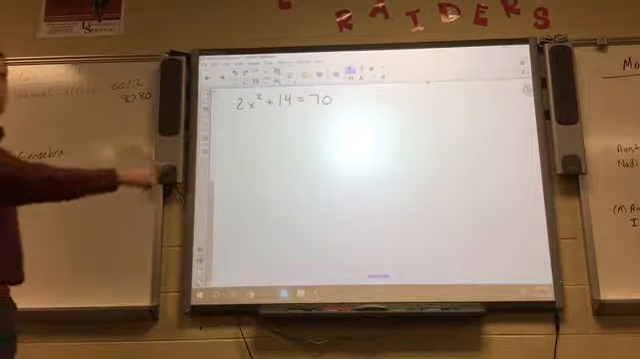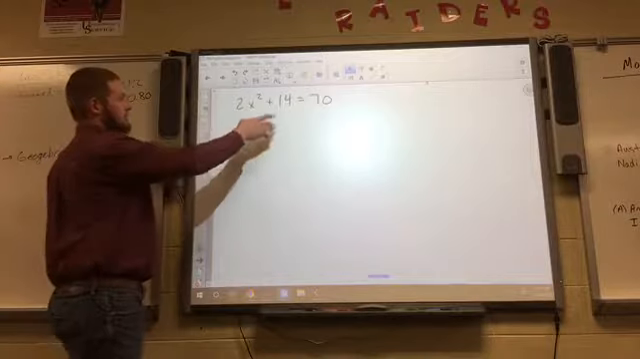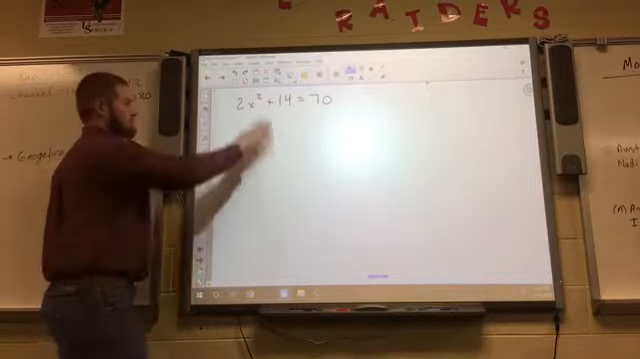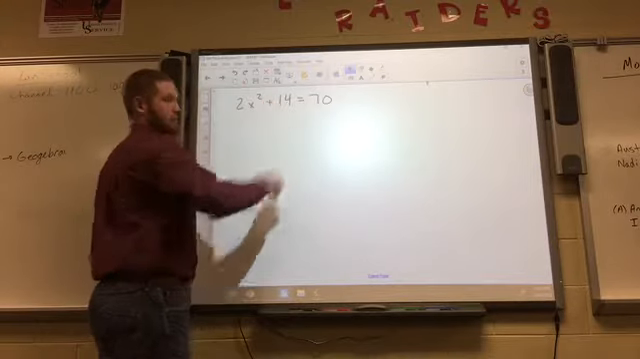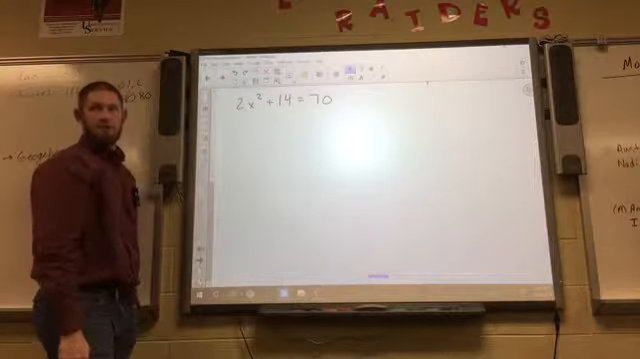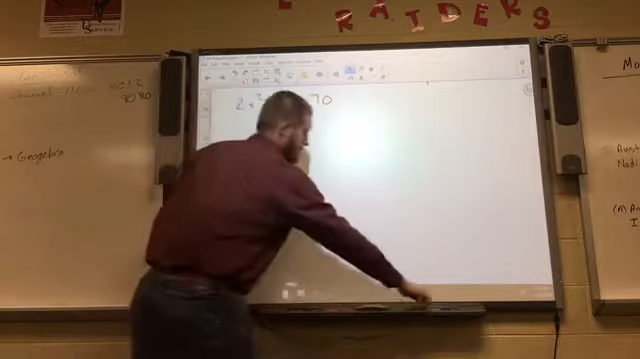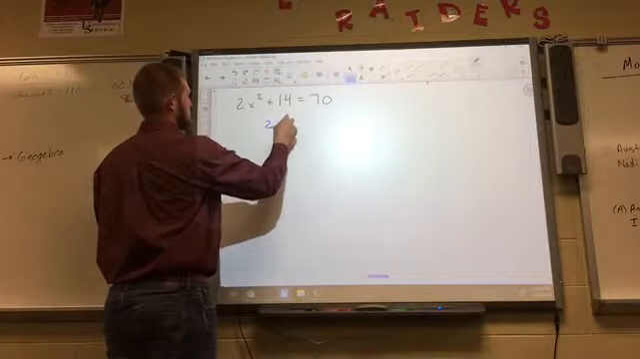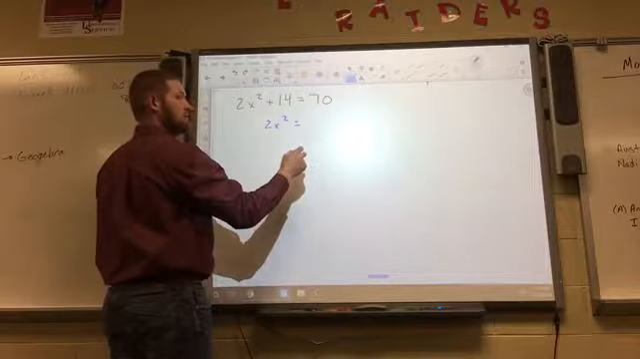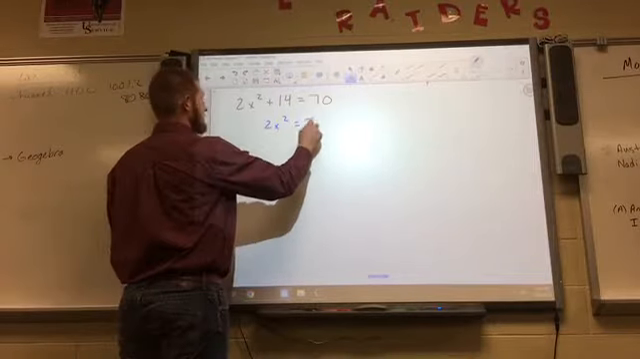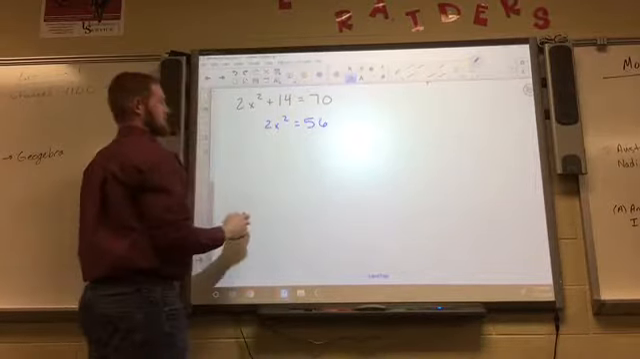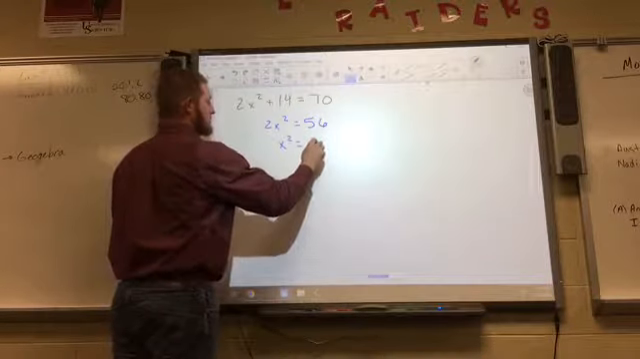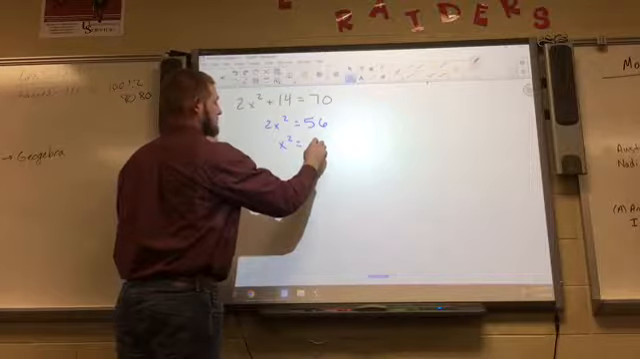Everybody see how there's no x to the first power? So here, if there's no x to the first power, I can just get x by itself. I can move all this stuff over and square root in the end. And I have x by itself. Okay, so let's do that. Subtract 14. So I have 2x squared equals 56. Divided by 2. x squared equals 28.